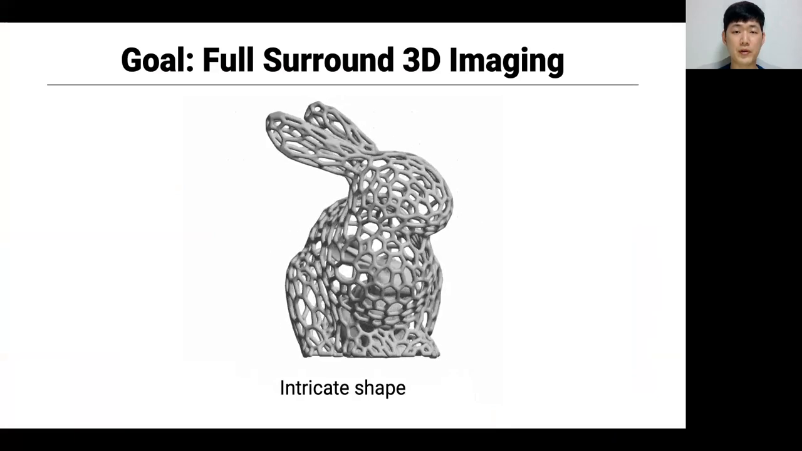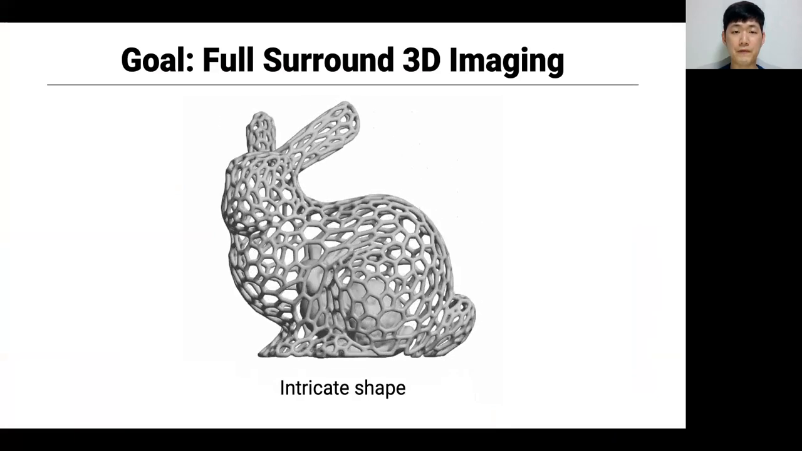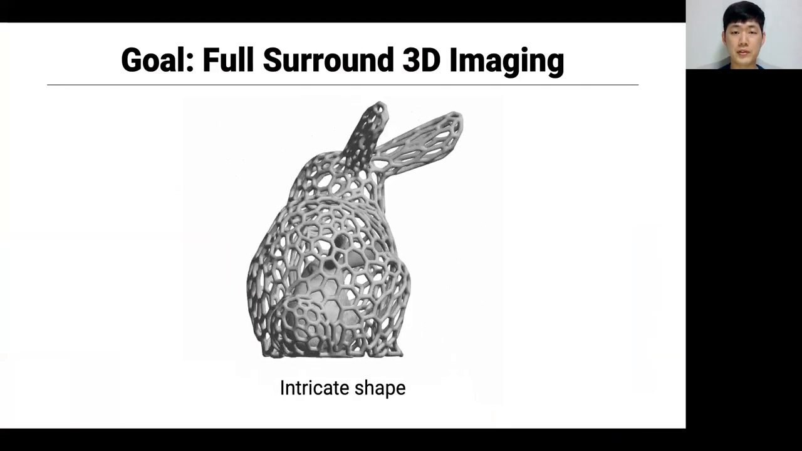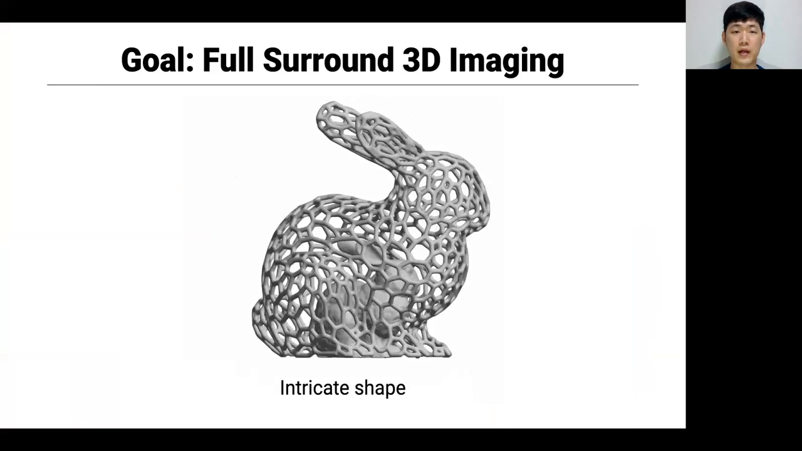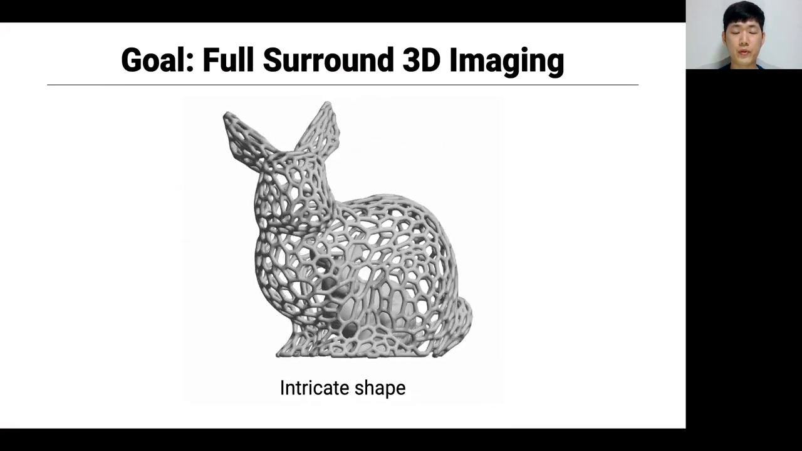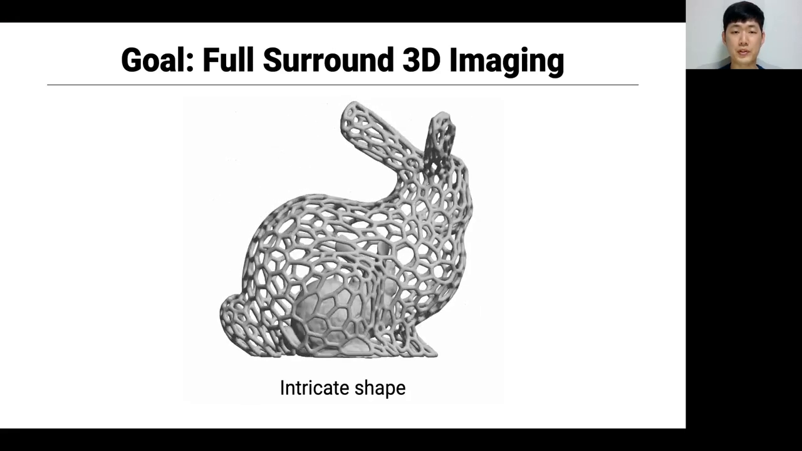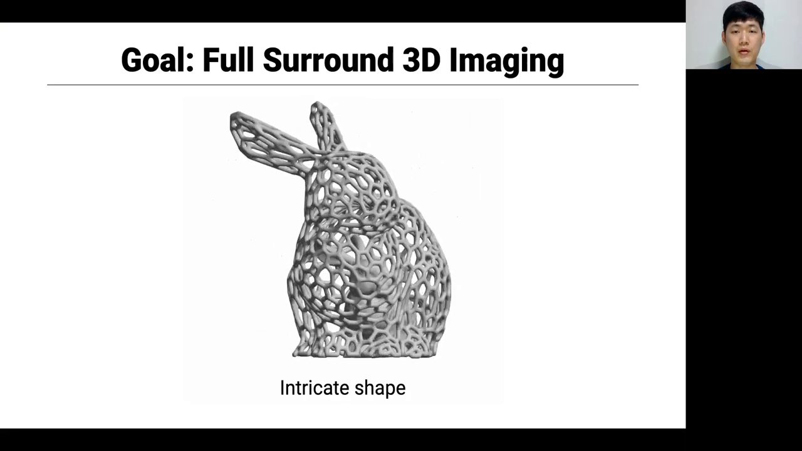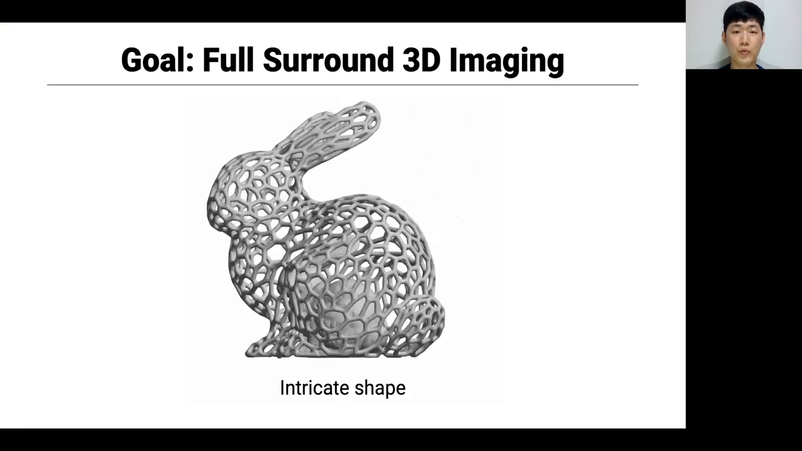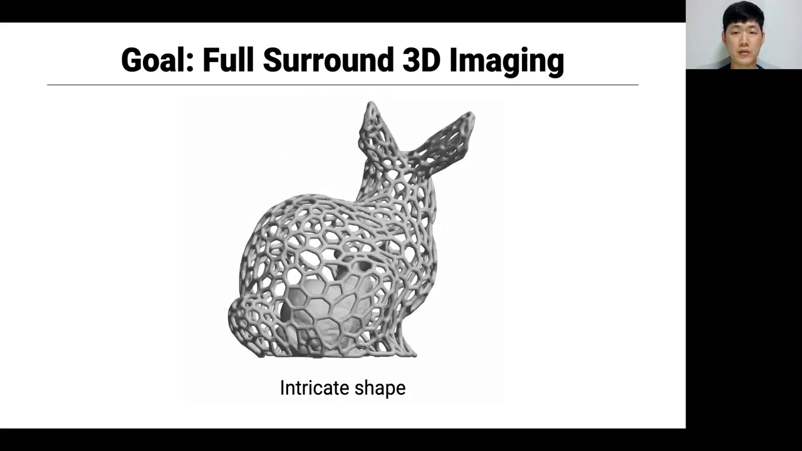To achieve full surround coverage, a single viewpoint is not sufficient. For example, consider this object where a small bunny is enclosed by a bunny-shaped mesh. It has intricate geometric features, including severe self-occlusions. As a result, we need a large number of diverse viewpoints to reconstruct this object in all its complexity.